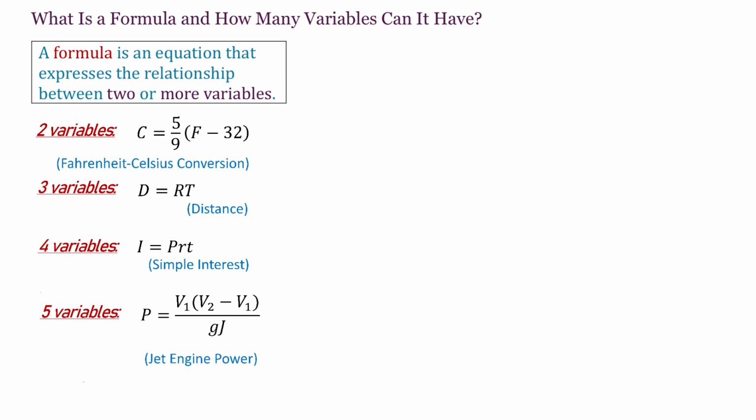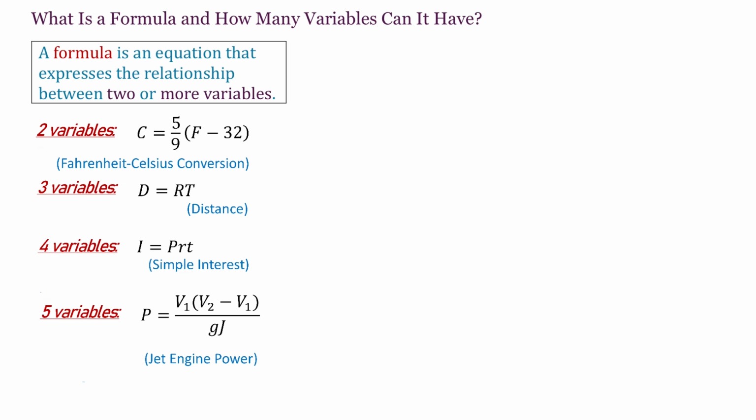And now a formula that has five variables is P equals V1 times the quantity V2 minus V1 over G times J. This formula represents the power produced by a jet engine. V1 is the velocity of the air entering the engine, V2 is the velocity of the air exiting the engine, G is the acceleration, and J is the mechanical equivalent of heat. So in these examples, we see how a formula can have two or more variables.